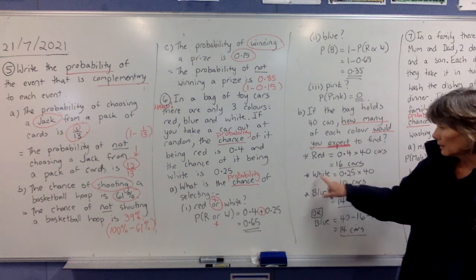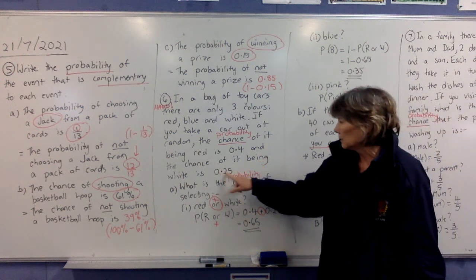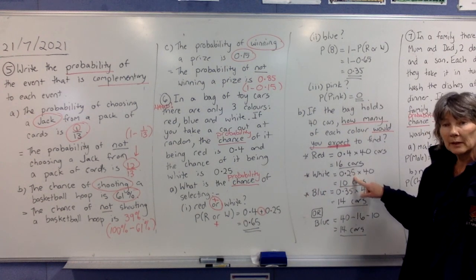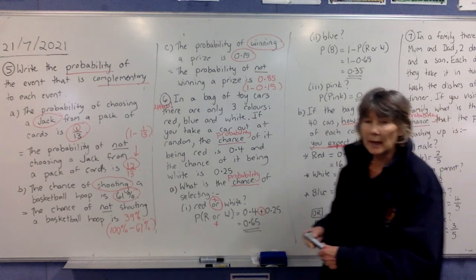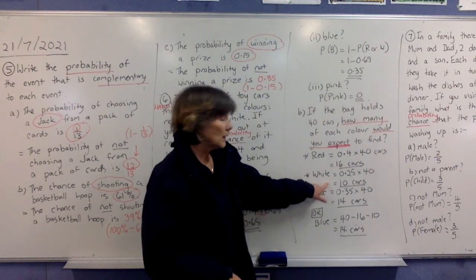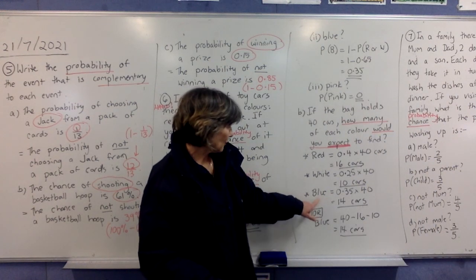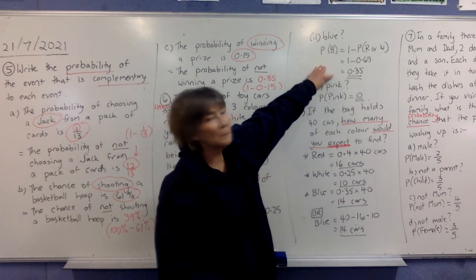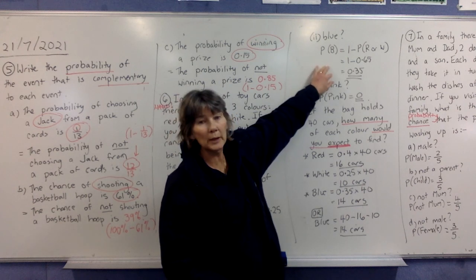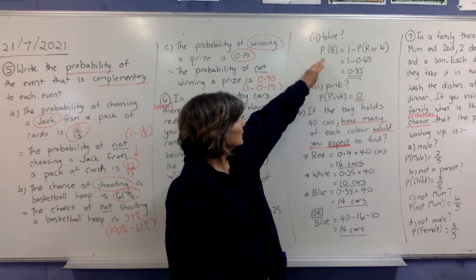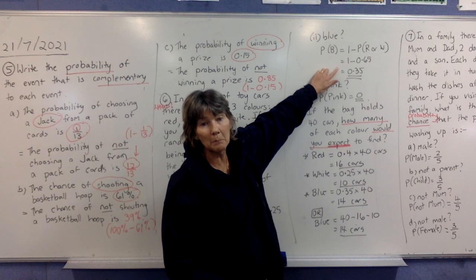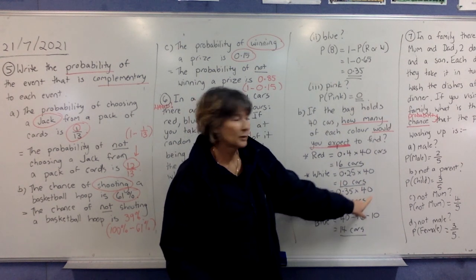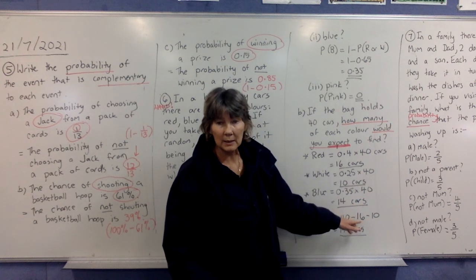For the white, the probability of a white car was 0.25. So for the white cars, we're going to get that probability of white times the 40 cars, and you get 10 white cars. Now to find the blue cars, we did find the probability of blue up here. That's why you've got to label your work as you're doing it so you can find what you need. So up here is the probability of getting a blue car, 0.35. So we're going to do that probability times 40, and you get 14 cars.